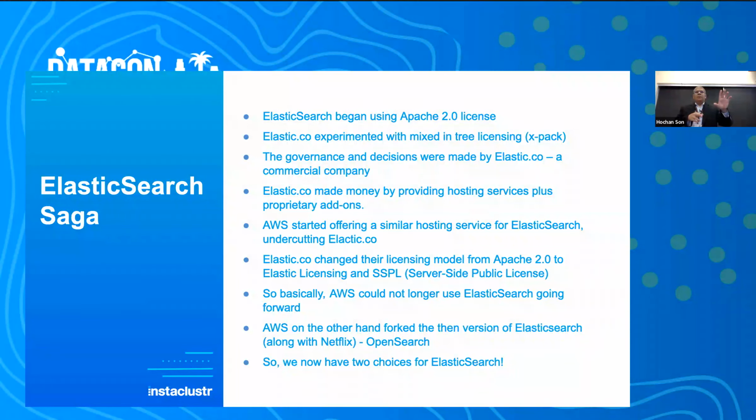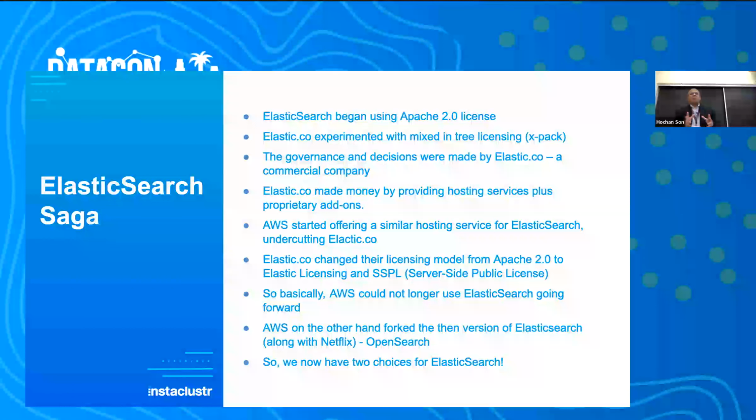Now, AWS took that Elasticsearch free open source product and started hosting it, undercutting Elastic.co, which they didn't like. So recently, I think a year ago, Elastic.co changed their licensing model from Apache 2.0 to SSPL, Server Side Public License. Basically, AWS cannot host that for free. AWS will have to pay because they changed the licensing.